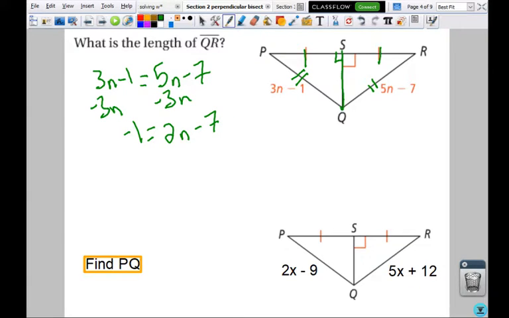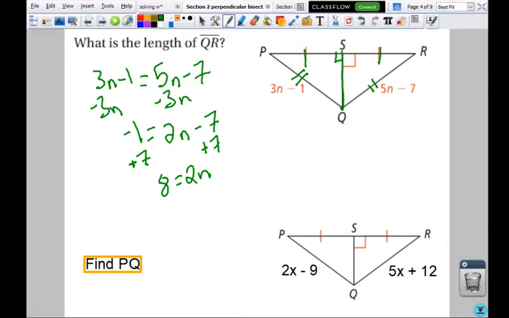Nick, what am I doing next? You are canceling out the minus 7 with the plus 7 and taking the plus 7 and adding it to the negative 1. We're going to plus 7 on both sides. Come on, my tablet would work. There we go. Alright, and that means I get 8 equals 2n.